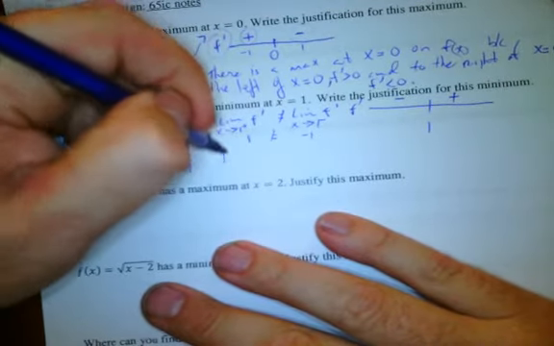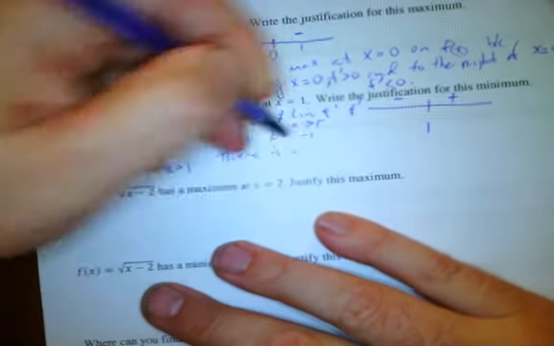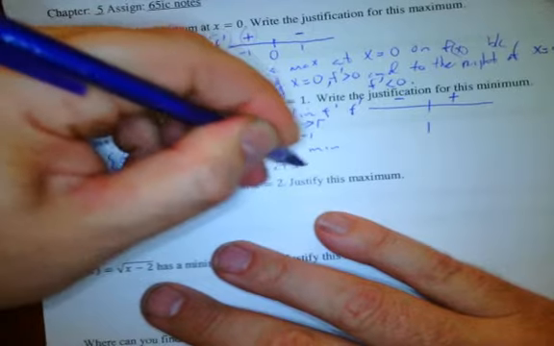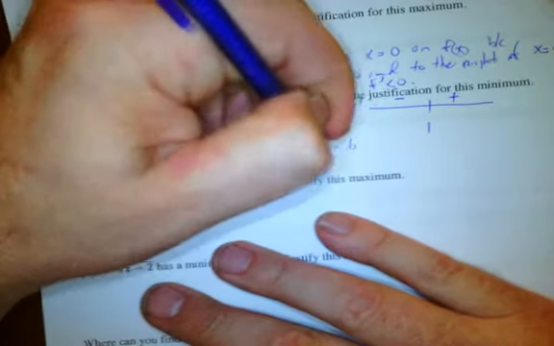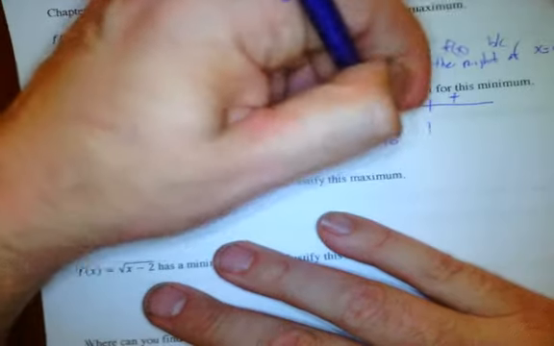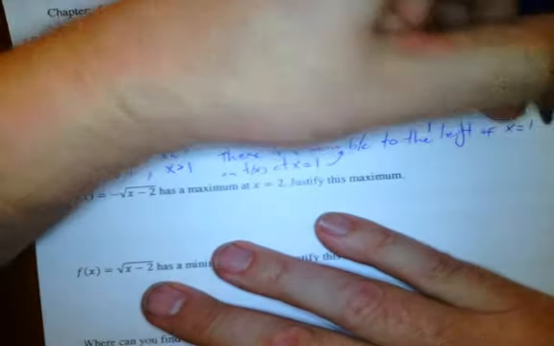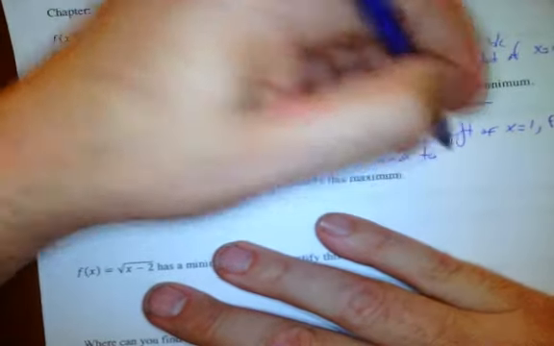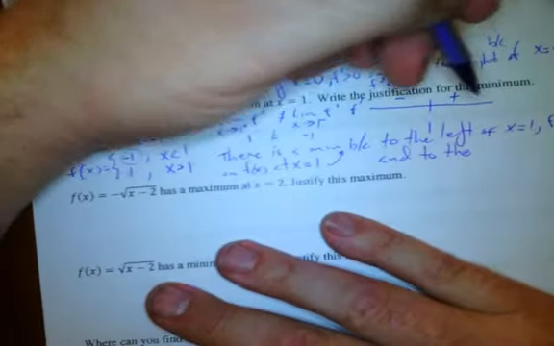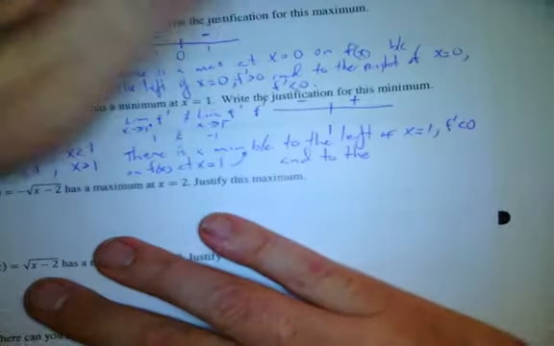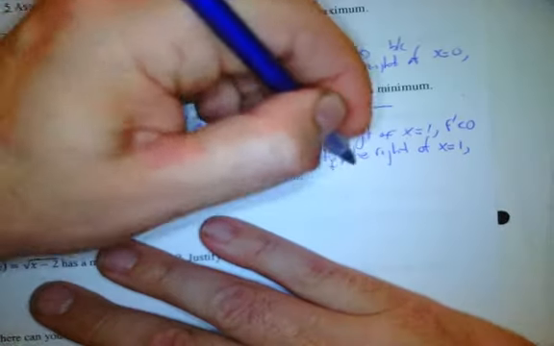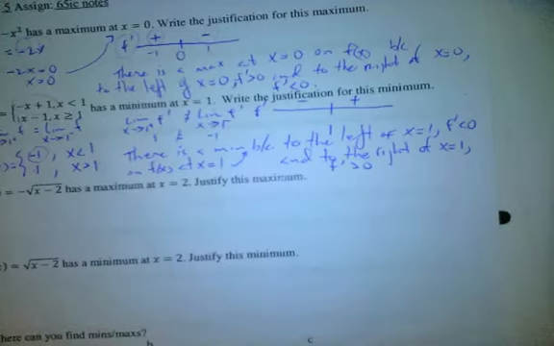And the justification sentence I write would be: there is a min on f of x at x equals 1 because to the left of x equals 1, f prime is less than 0, and to the right of x equals 1, f prime is greater than 0.